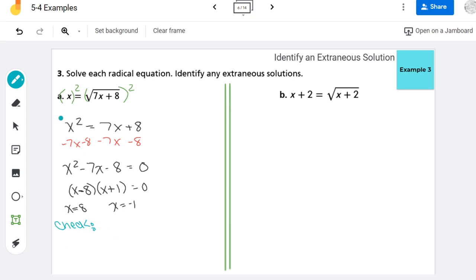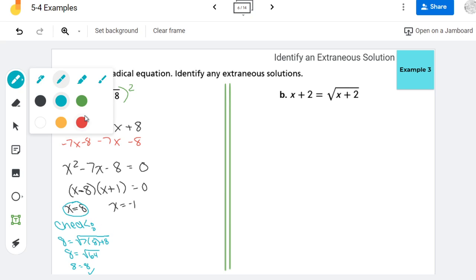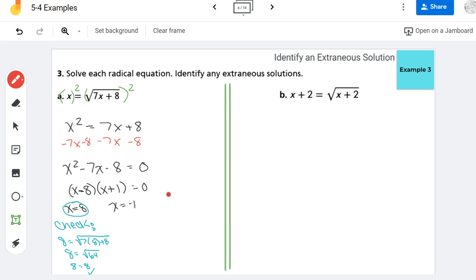So first I'm going to start with the 8. So I have 8 is equal to the square root of 7 times 8 plus 8. Well, 7 times 8 is 56, plus 8 is 64, and the square root of 64 is in fact 8. So 8 is definitely a solution. So now let's check with negative 1.